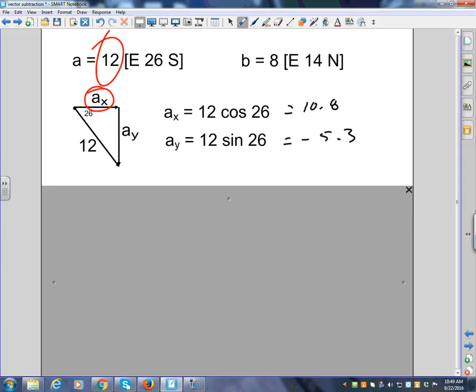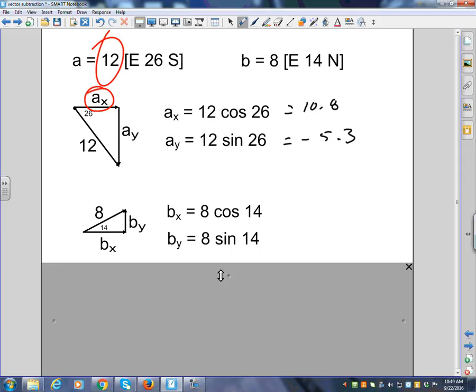I get minus 5.3. But you have to know you add that negative when it's going down. It's not going to come out of your calculator. You have to add it in because it's down. Exactly, good point.